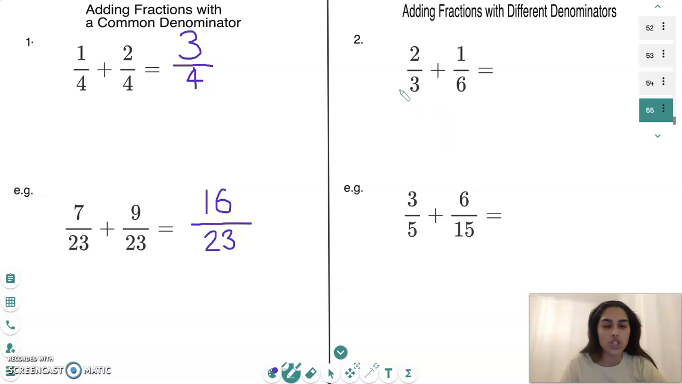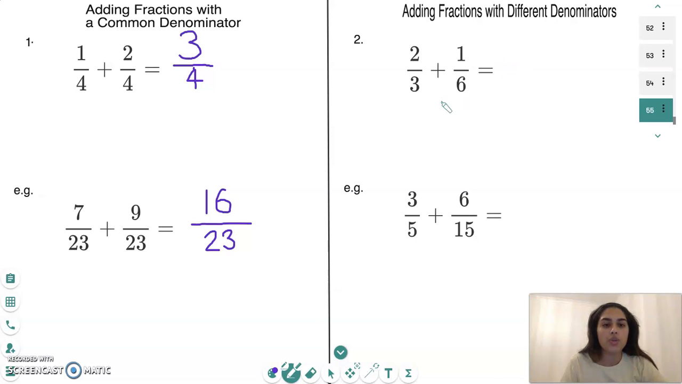As you can see in question 2, the numbers at the bottom, the denominators, are not the same. We've got 2 over 3 plus 1 over 6. So how are we going to overcome this? We simply can't just add the two numbers at the top together because the numbers at the bottom are not the same. So to make them the same, we have to find the least common multiple for the numbers in the denominator. So what is the least common multiple of 3 and 6? Well, we know the answer is 6.